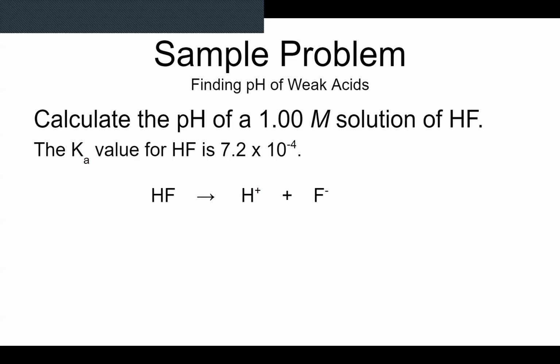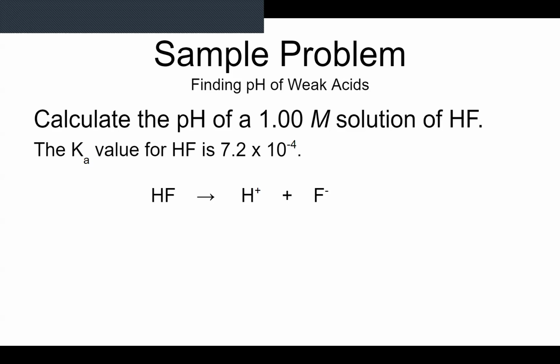The equilibrium expression, and we'll get to that in a moment, we would take the product concentrations multiplied together, divided by the reactant concentration HF. So H plus concentration times F minus, all over the HF concentration. Now, you might think, how are we going to set up an ICE table? They only told us one thing.